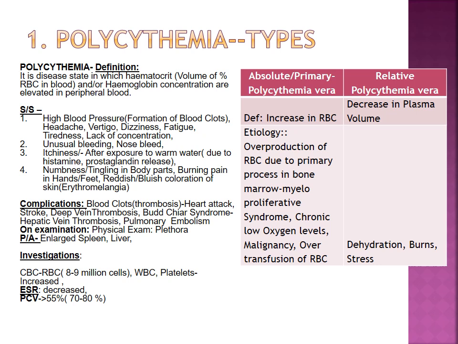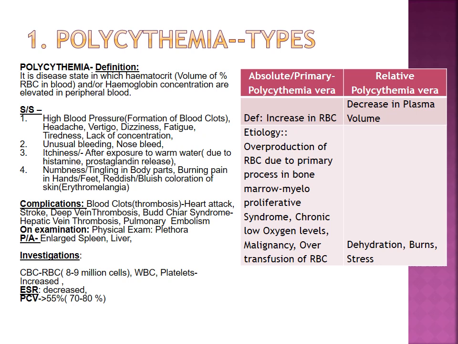First is polycythemia. It is a disease state in which the hematocrit, the volume of RBCs in blood, is increased, or the hemoglobin concentration is increased in the blood. Symptoms are high blood pressure, formation of blood clots, headache, vertigo, dizziness, fatigue, tiredness, lack of concentration.